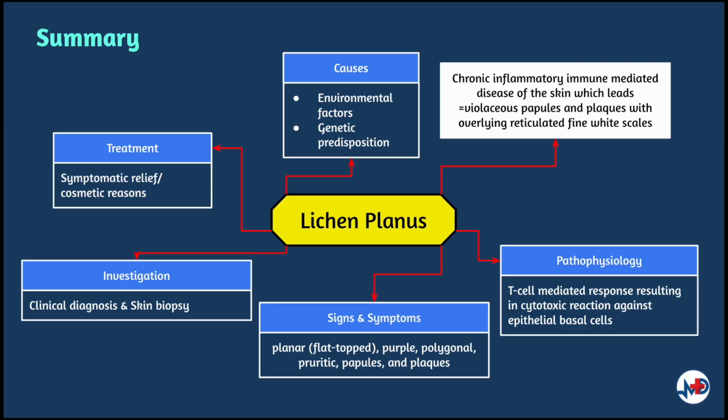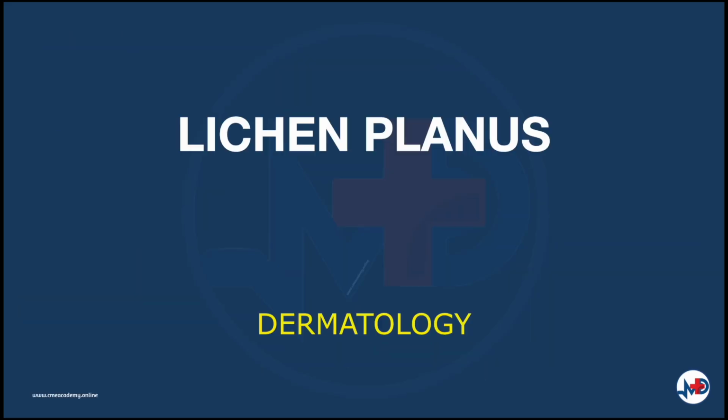Examination of the lesion reveals a well-defined area of purple-colored, itchy, flat-topped papules with interspersed lacy white lines which are known as Wickham striae. This description is known as the characteristic 6 Ps of lichen planus, which are planar, meaning flat-topped, purple, polygonal, pruritic, papules, and plaques. Skin biopsy is essential to confirm the diagnosis of cutaneous lichen planus, and the management is directed towards symptomatic relief or for cosmetic reasons. We have come to the end of this topic.